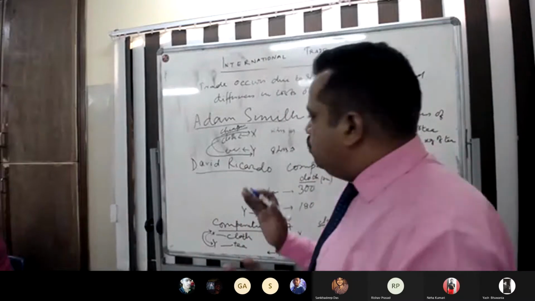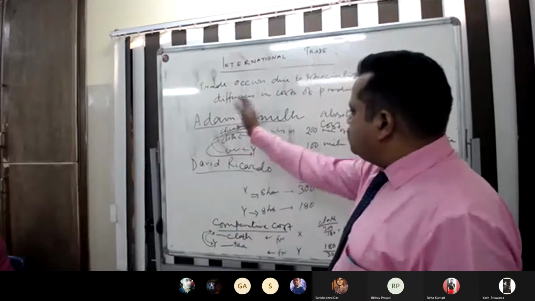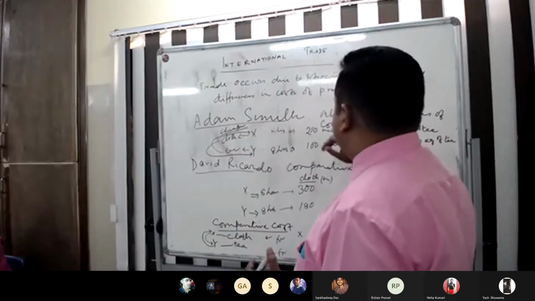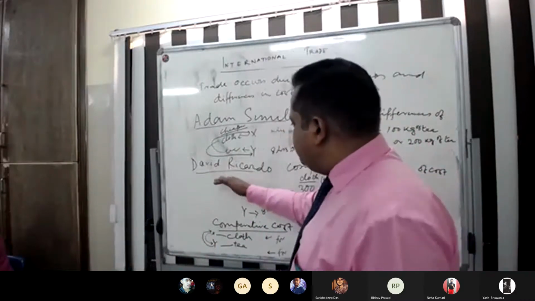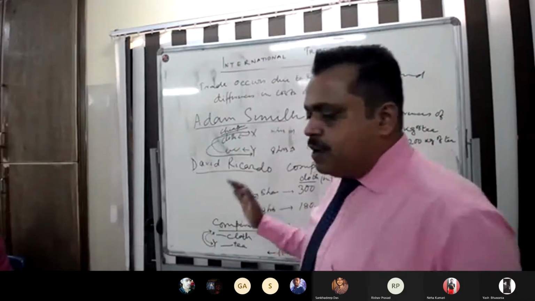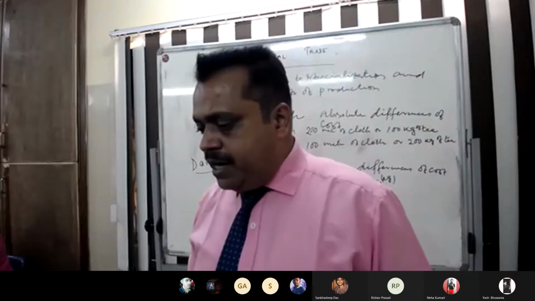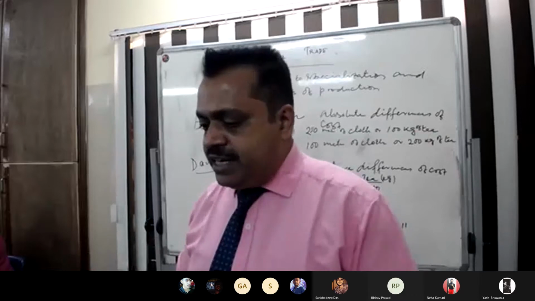Those are the main two theories of international trade. One is the Smithian theory, based upon the theory of Adam Smith, based upon the absolute cost differences. Another is the theory of David Ricardo, based upon comparative cost differences. This is about the theories of international trade.